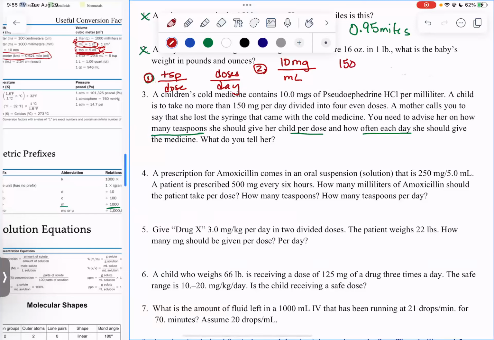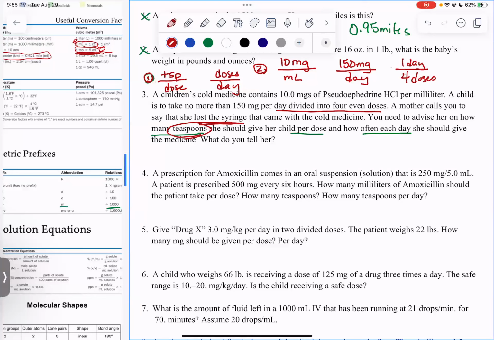So 150 milligrams per day, divided into 4 even doses. So what you're giving them in one day is 4 doses, right? And that's kind of all the information that you're given in the problem. But remember that she called you and she lost the syringe. So you have to think about teaspoons.